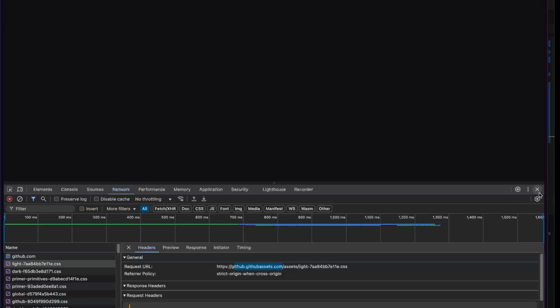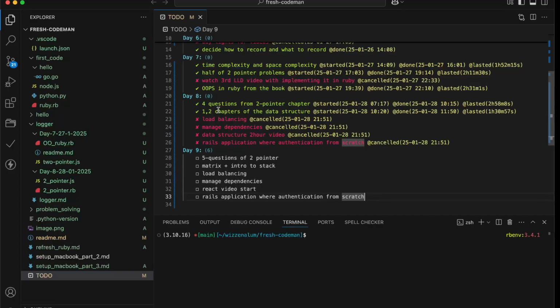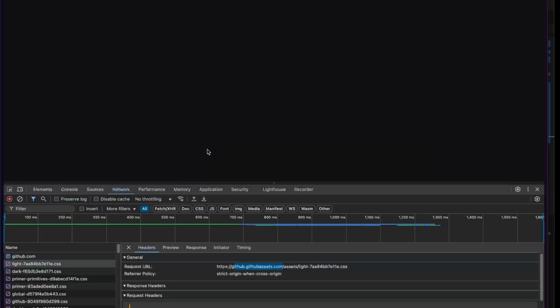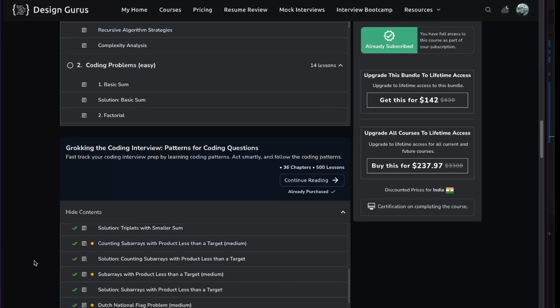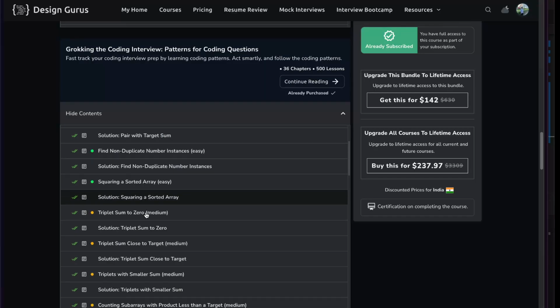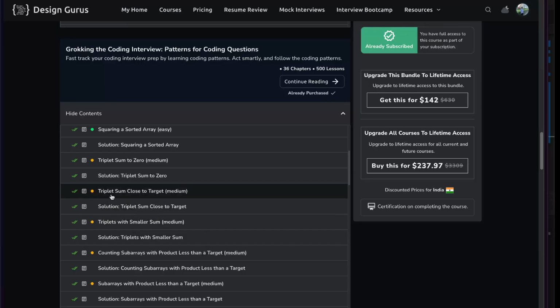I already dug deep into it. And in the morning, what I did, let me tell you that part though. In the morning, I solved four questions. Those are listed here. Most of the questions are related to the two-pointer technique, which I was using. First question is triplet sum close to the target. Then triplet with smaller sum. Then counting subarrays with product less than a target.